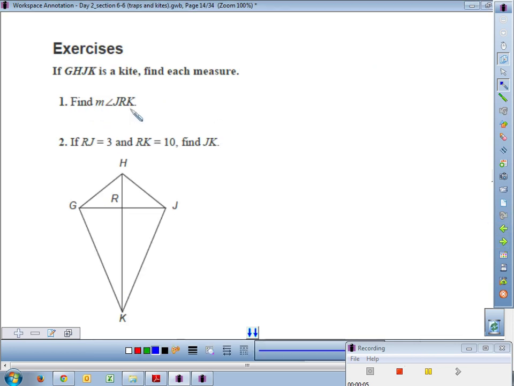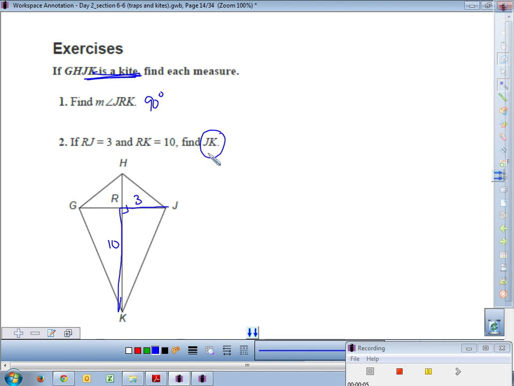Here they say find the measure of angle JRK. So from J to R to K. Well, this is a kite, right, because they say so. So that's got to be 90 degrees. Put it in the picture. If the distance from R to J is 3 and the distance from R to K is 10, find the distance from J to K.